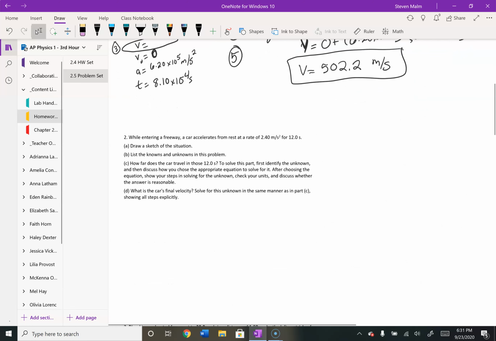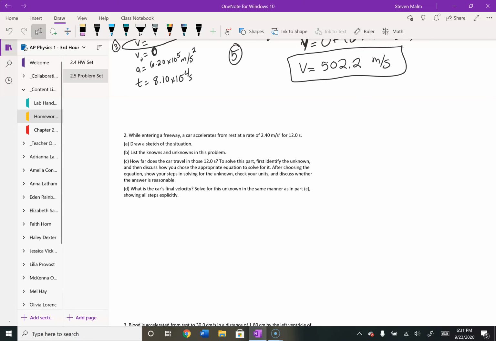All right, next up is number 2. It says, while entering a freeway, a car accelerates from rest at a rate of 2.4 meters per second squared for 12 seconds. Draw a sketch of the situation is step 1. So the car entering a freeway. At first, he's not moving, and then he's going up a ramp. He has an acceleration that's in the same direction as his velocity. This is all, of course, step 1. Steps 2 and 3 are to identify knowns and what my goal is.